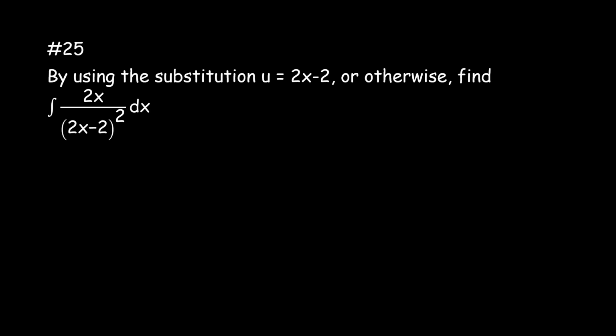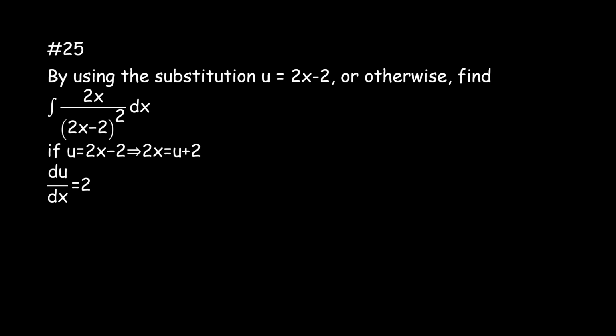Question 25. By using the substitution u equals 2x minus 2, or otherwise, find the integral of 2x over (2x minus 2) all squared. Now, if u is equal to 2x minus 2, therefore 2x will be equal to u plus 2. And then the derivative of u with respect to x is just 2. Remember that in the original expression, there's a 2x in the numerator. So we're going to replace that numerator with u plus 2. We're going to use back substitution for this question.